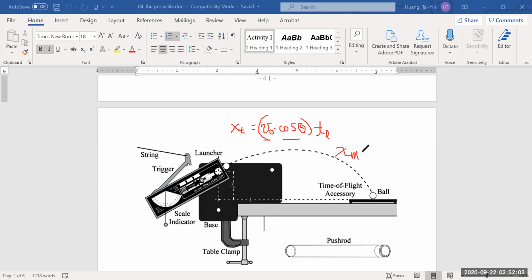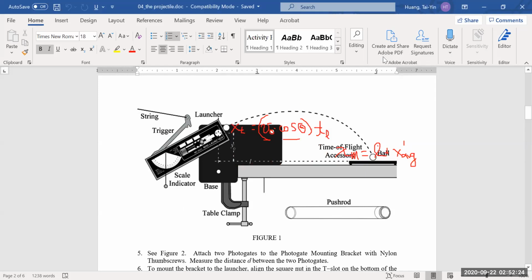Your xm is basically equal to L plus x prime, using the average value of x prime. All right, so that takes care of the horizontal component. And then there's the vertical. So vertical, let me scroll down.